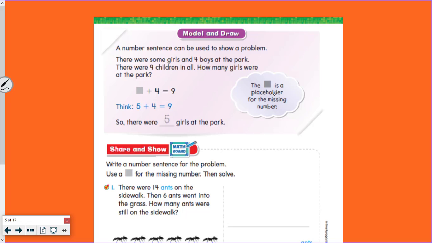So we have this, right? The square is a placeholder for the missing number. So to solve this, I have to think a number plus 4 equals 9. So think 5 plus 4 equals 9. So there were 5 girls at the park. Another way to solve this is to think about subtraction, right? Because again, subtraction is the opposite of addition. So I could also solve this by thinking 9 minus 4 equals 5, which was our answer.